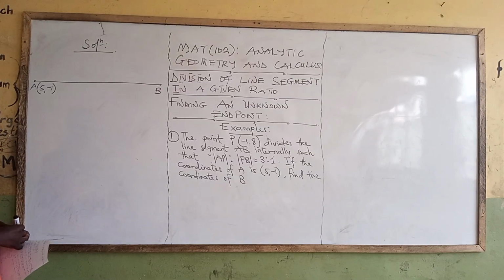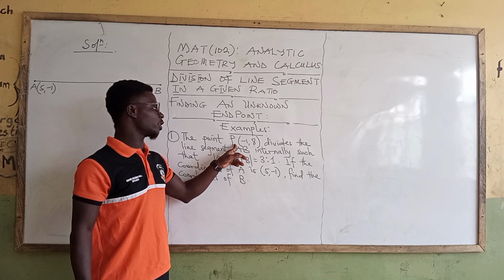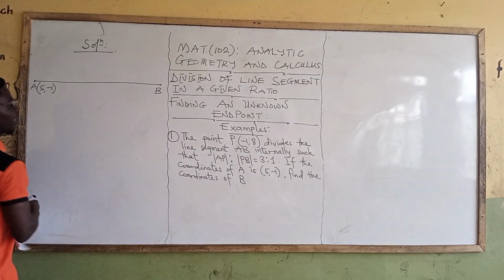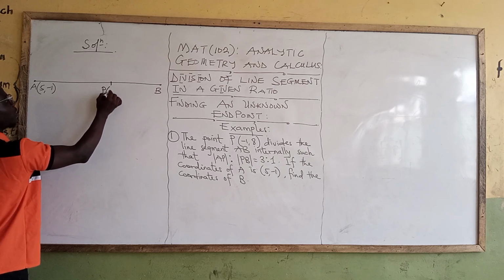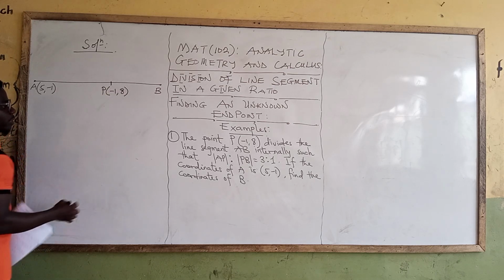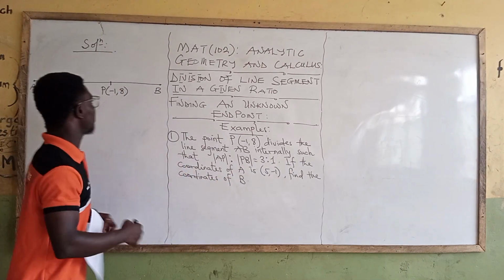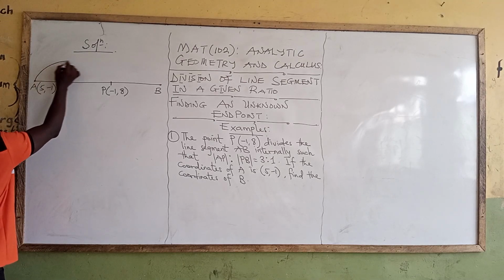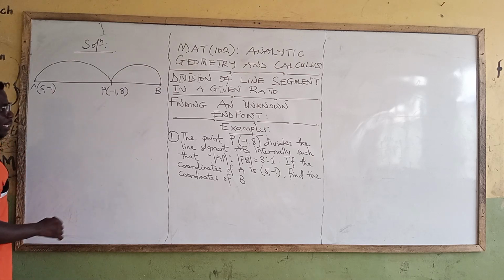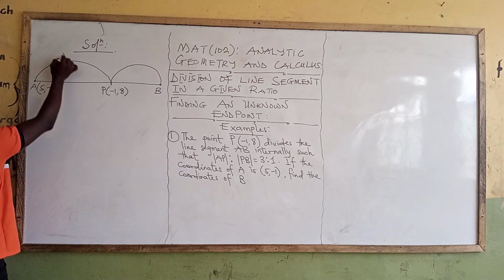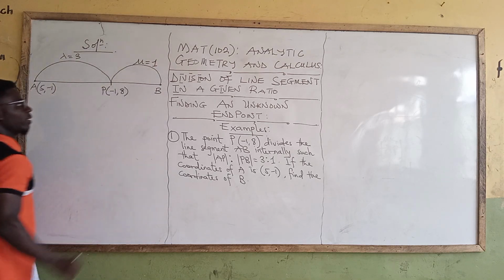He didn't give us point B. But they gave us what? The internal division, which is point P(-1, 8). So let's see, somewhere here, point P(-1, 8). And they are saying that it divides it internally. So we can get our ratio, which is our lambda equals 3, then our mu equals 1.